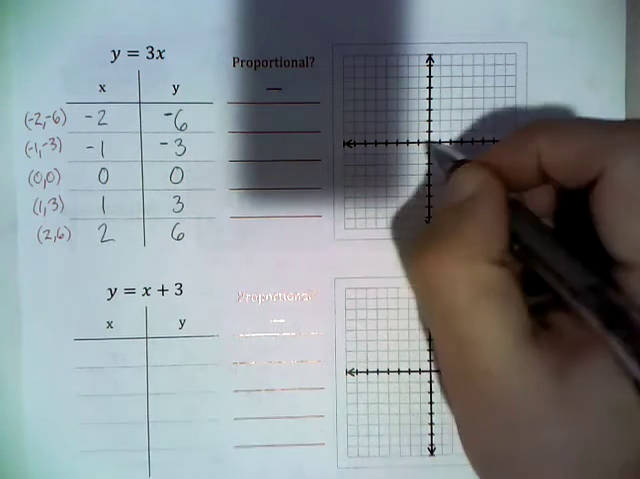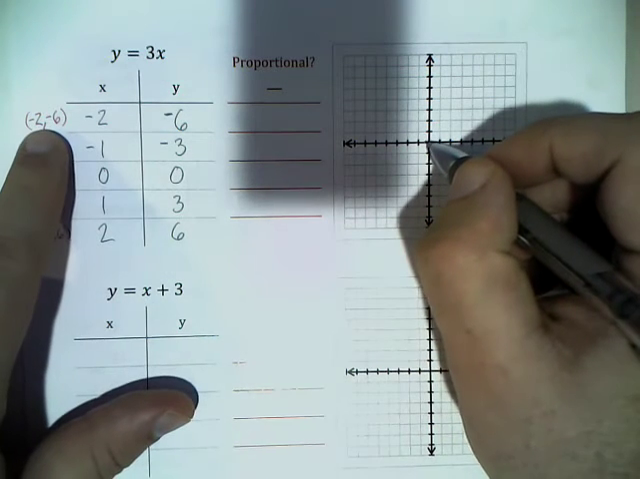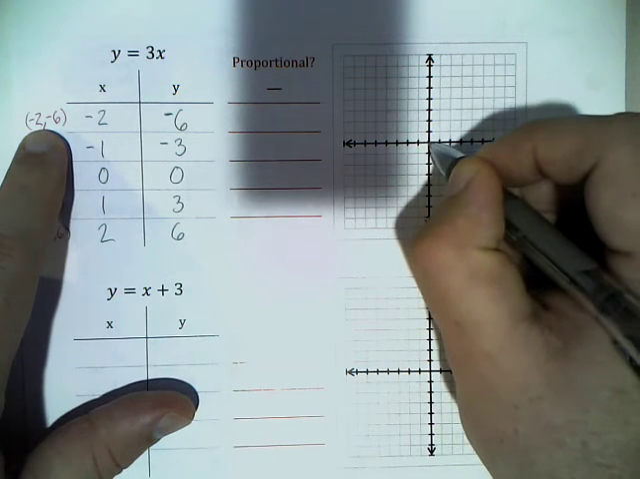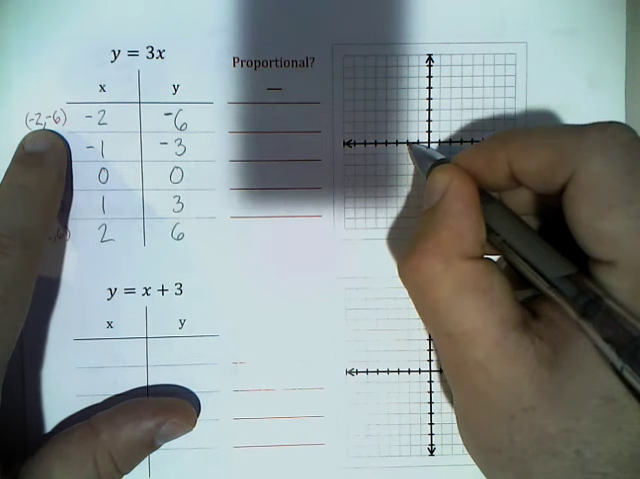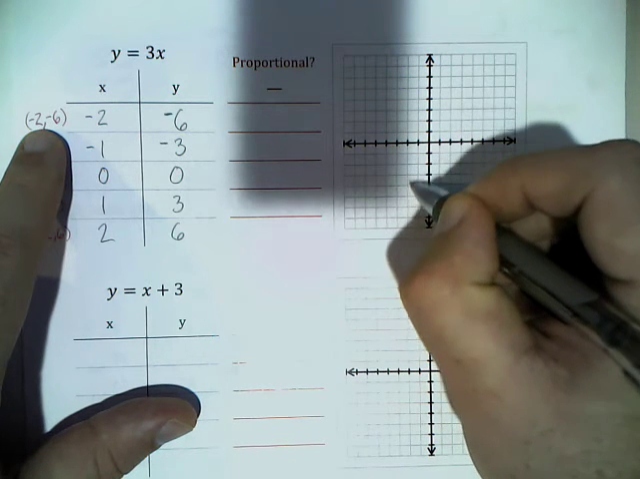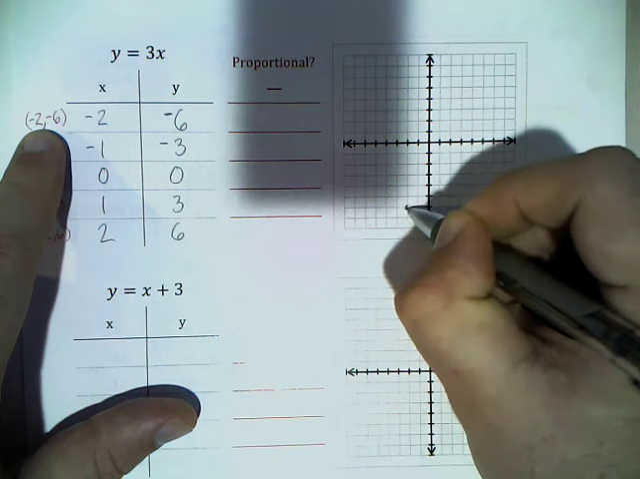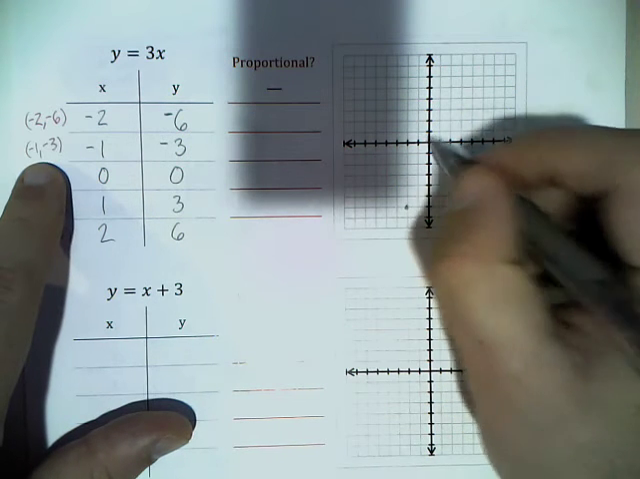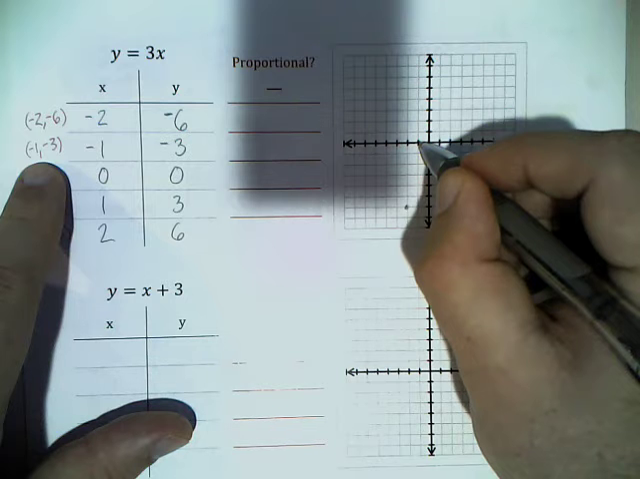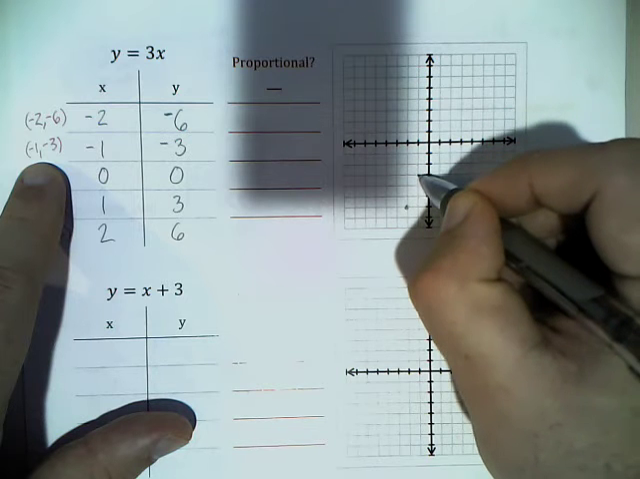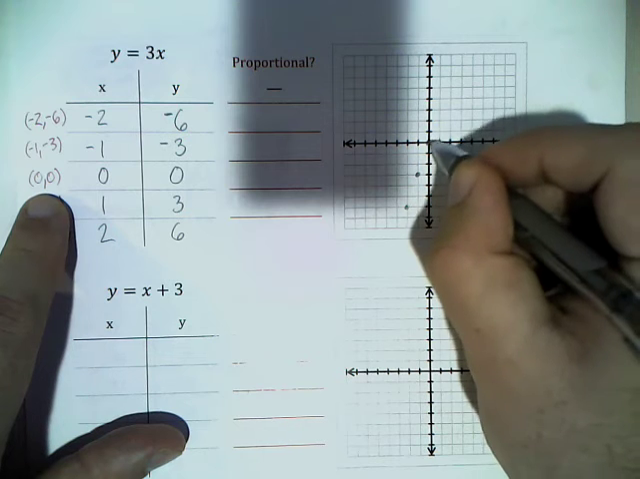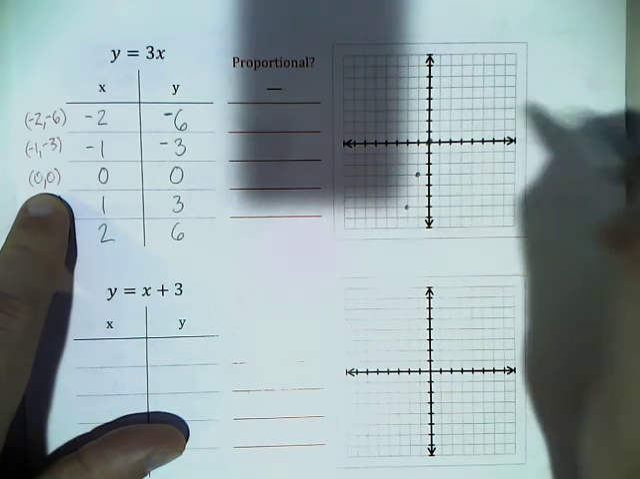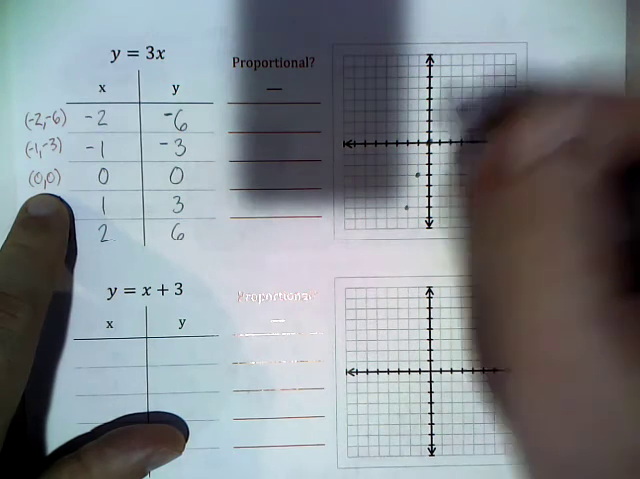So let's graph each of these. So -2, -6. The first number tells me left and right, so left 2, and the second number tells me up or down, so down 6. 1, 2, 3, 4, 5, 6. There's my first point. Next point, -1, so left 1, and then -3, down 3. 0, 0 is the origin. That's nice and easy. Make sure that's big enough that we can see it.